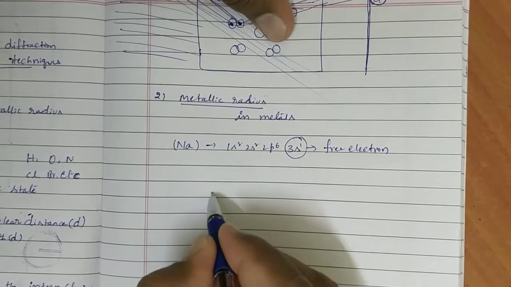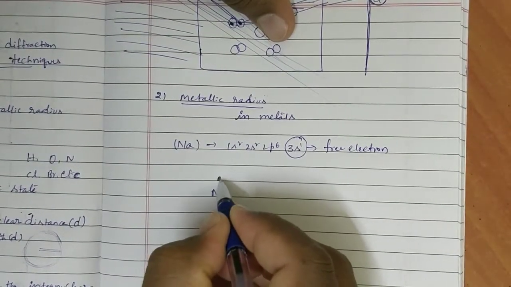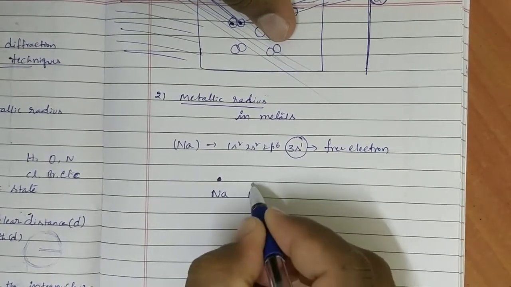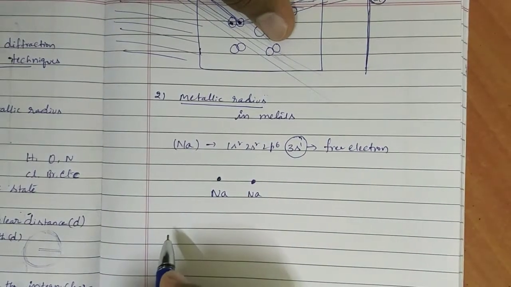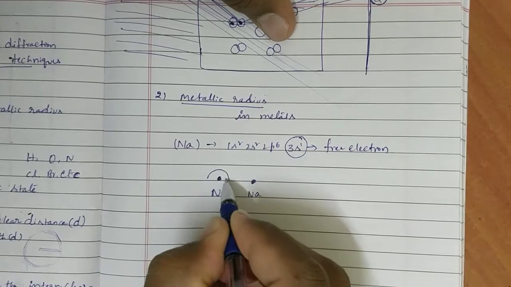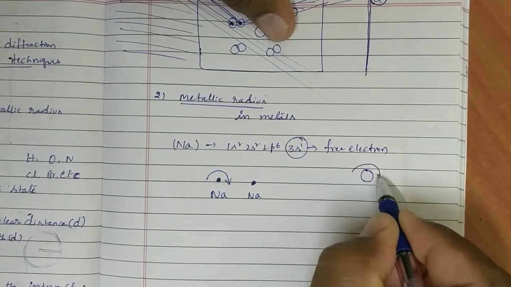Now see the sodium. This sodium has one free electron, which I am representing as a dot. Another sodium has one free electron, which I am representing as a dot. The electron which is present in the first sodium spins in a clockwise direction. That means the electron is like this. It spins around itself.